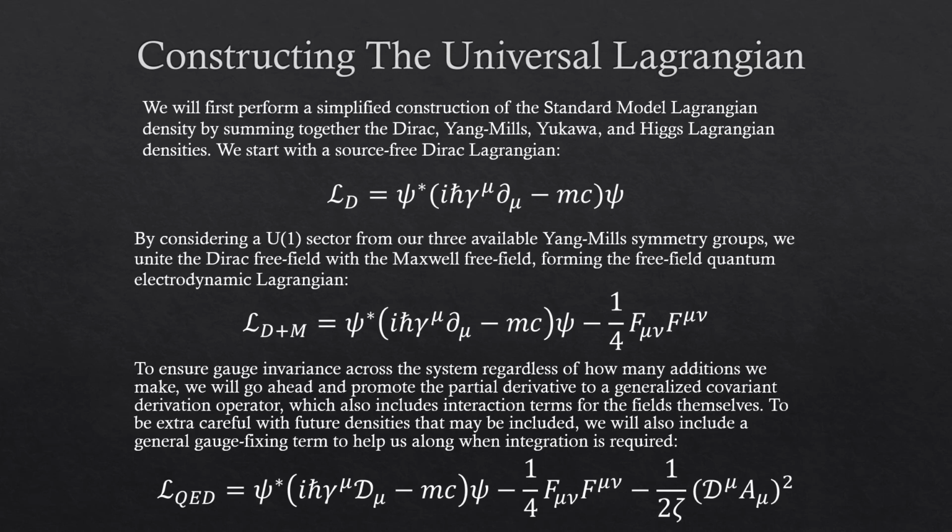So we're going to go ahead and just throw in a general term, and we have that little zeta there in the bottom half of that: 1 over 2 zeta of that covariant derivative of a potential, all squared. That zeta term is the constant that we select to determine which gauge condition we're actually interested in.